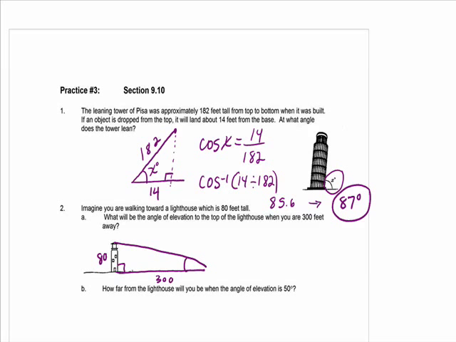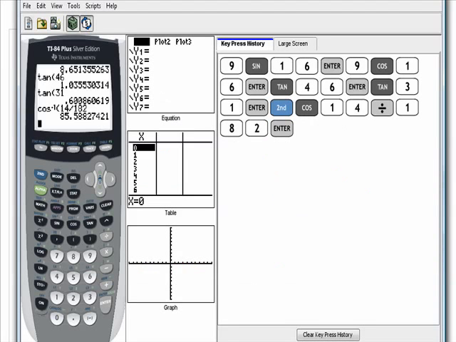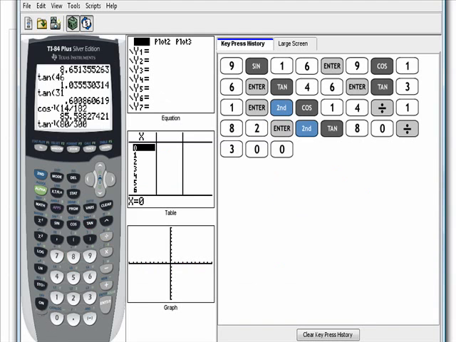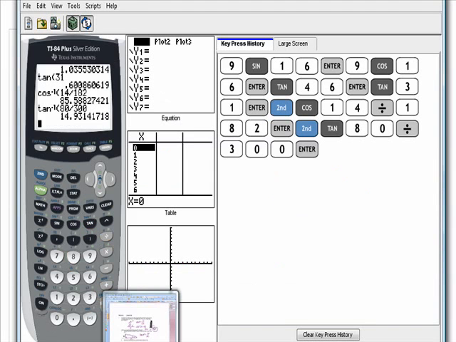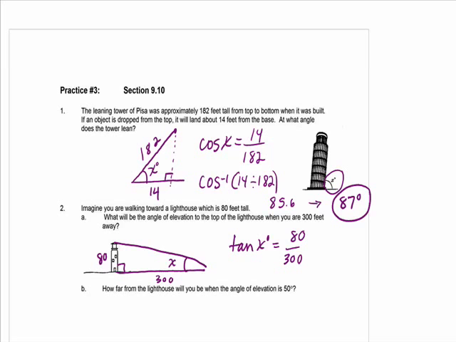Alright, coming back, this should be tangent of our angle x equals 80 over 300. Go to your calculator. Second tan, 80 divided by 300, and we get 14.9, which we could round to 15 degrees. Exactly.